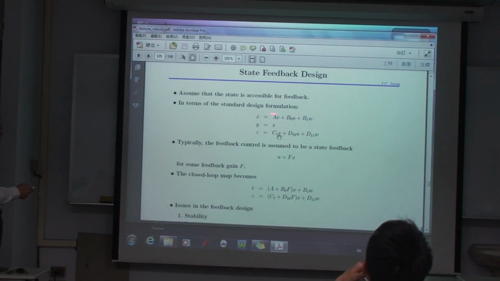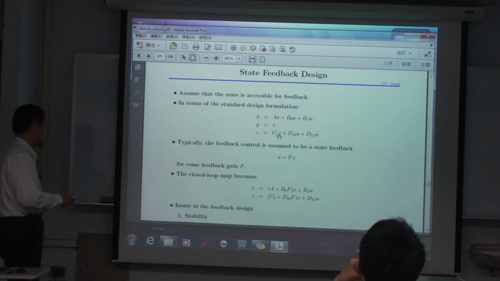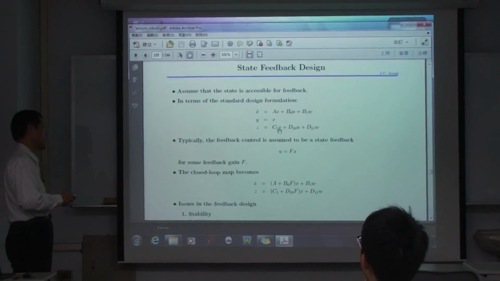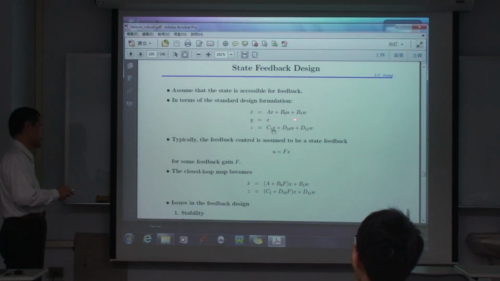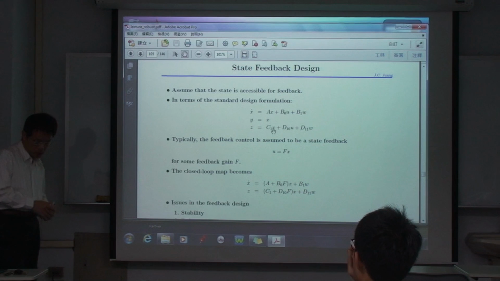The difference between this equation and the previous one is here. In the previous one we have y equal to, for example, c0x plus d0u plus d01w. But now we assume the state is fully available. So this we call a standard state feedback information, or sometimes a full information system. That means y contains not only x but also w, which is available to it. Typically w is external to the system, so sometimes it can be measured, but in many cases that's what we call full information.